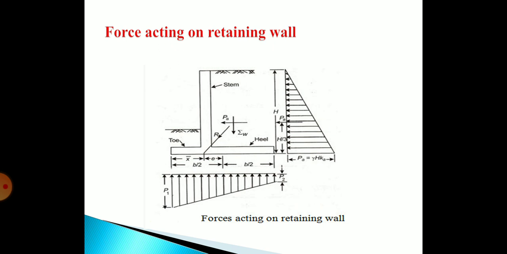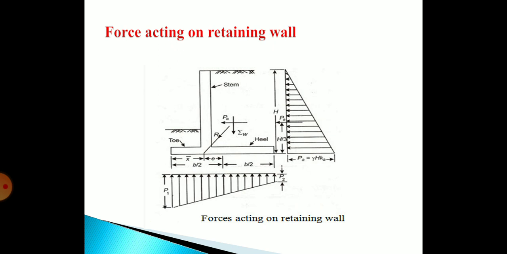Then next is force acting on retaining wall. There are two types of force acting on retaining wall. First is lateral force, that means lateral pressure, that means horizontal force, and second type of force is the vertical. This vertical force is due to the soil which is below the retaining wall, and the horizontal or lateral pressure is due to the backfill.